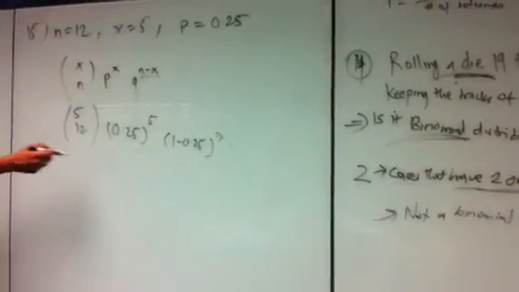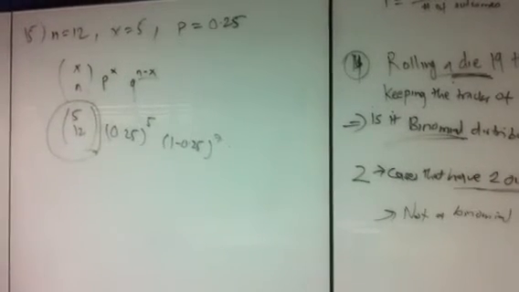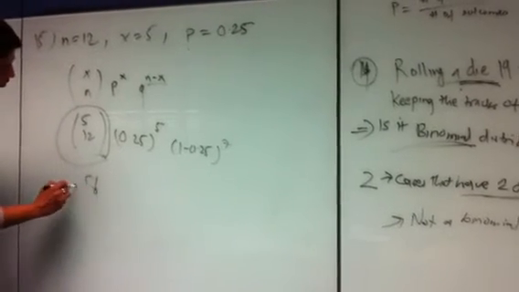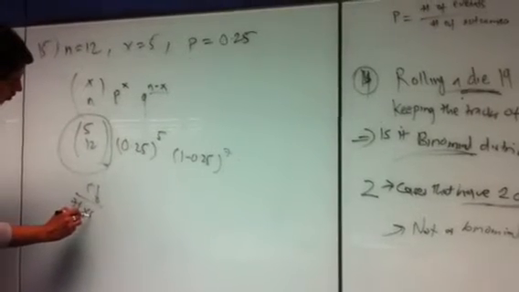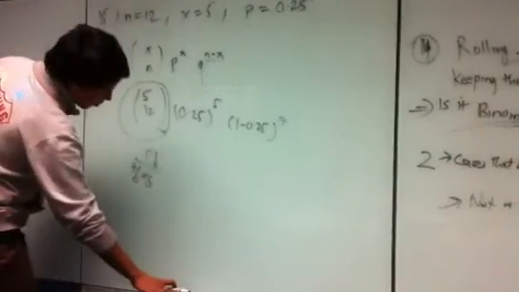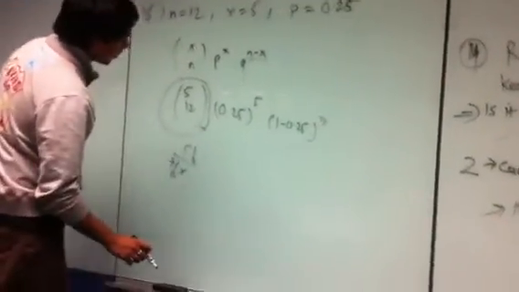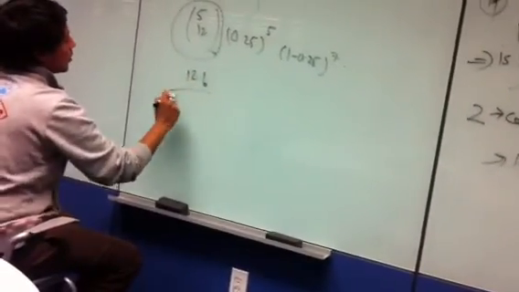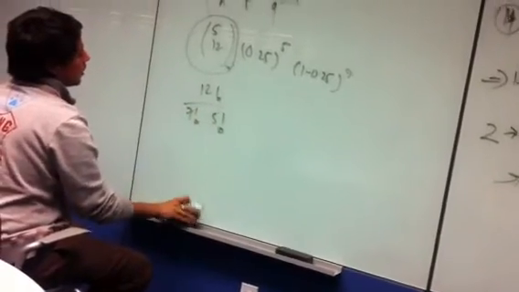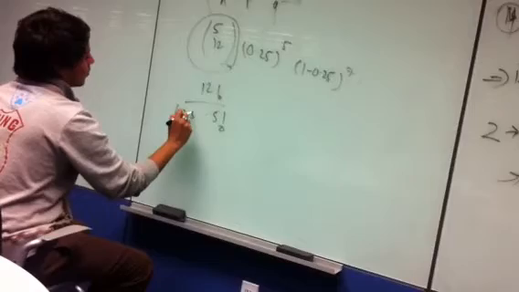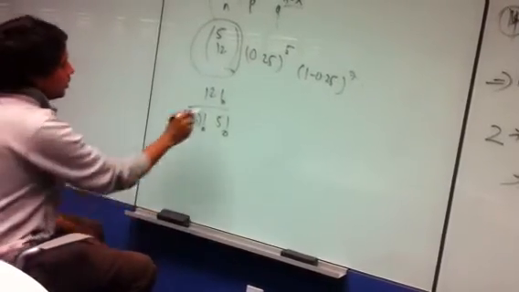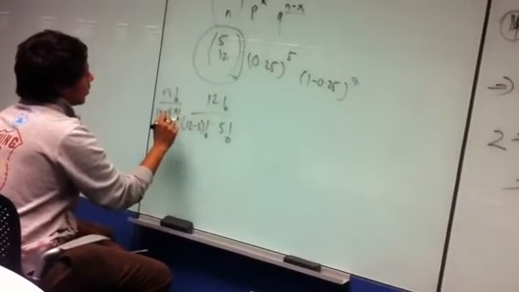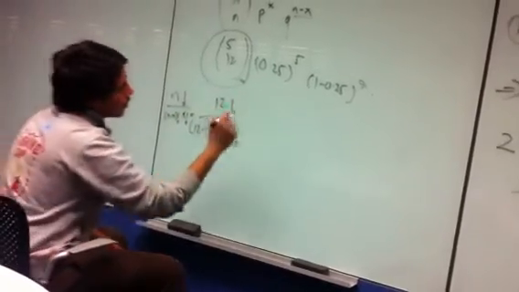So how do you do this combination? What formula do you use? It's n factorial over n minus x factorial times x factorial. So it's 12 factorial over 7 factorial times 5 factorial, and the 7 is because it's 12 minus 5. And then the rest is the same.